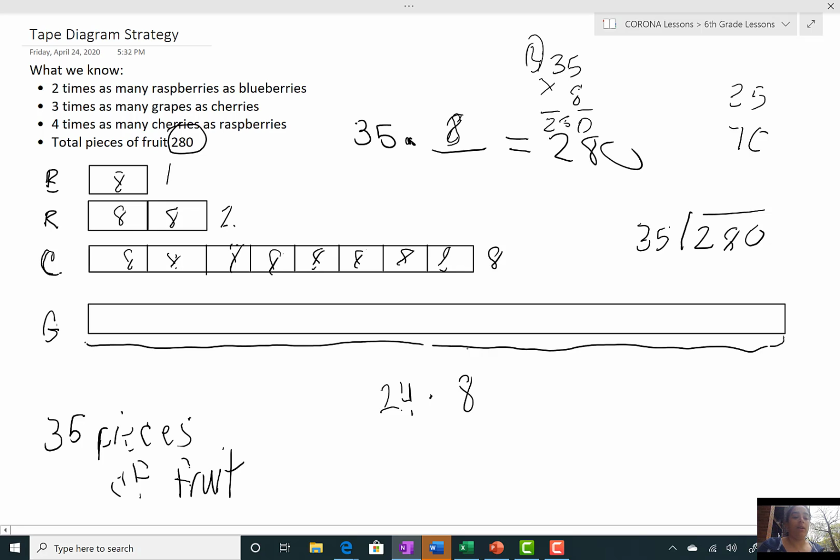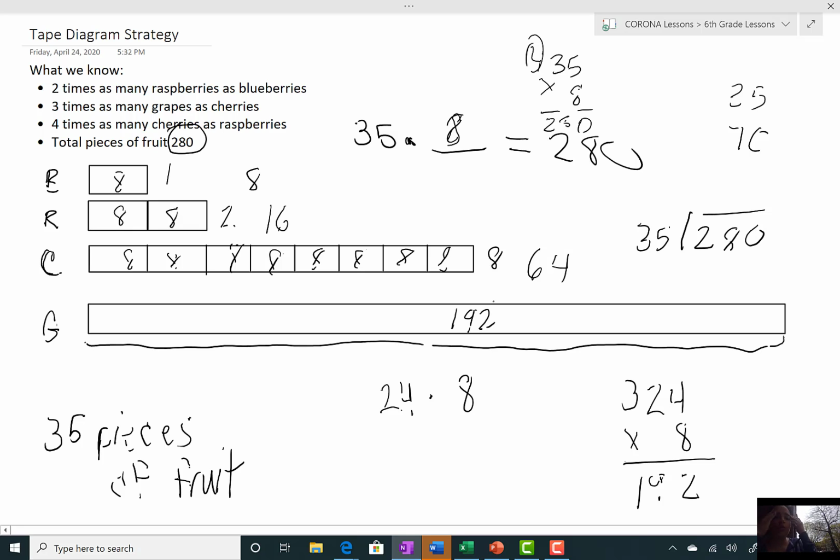Okay, so now let's look at my new ratio. I have 8, 16. 8 times 8 is 64. And now I can do 24 times 8. It's 32. 8 times 2 is 16, plus 3 is 19. So this is 192. So, what have I learned from this? If I want a total of 280 pieces of fruit, I'm going to have 8 blueberries, 16 raspberries, 64 cherries, 192 grapes, which will give me a total of 280.